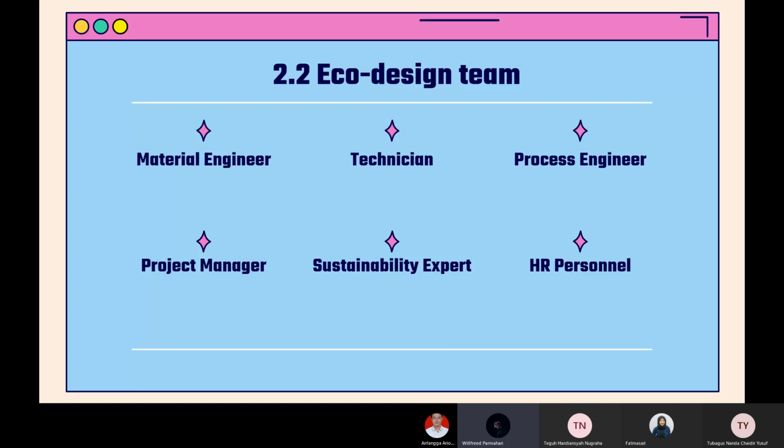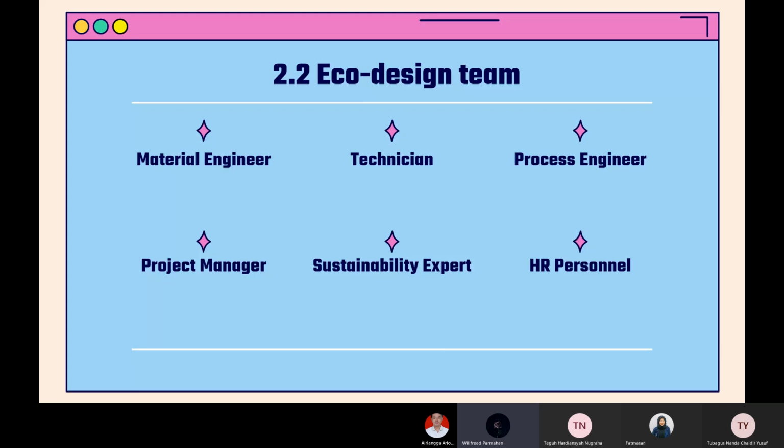First is the material engineer. Material engineers are responsible for designing, developing, choosing, and testing the materials. The second is the technician. The third is the process engineer. This process engineer will be responsible for developing and implementing process strategies and optimizing the process in order to reduce the cost. The fourth is the project manager. The project manager will lead the eco-design team in planning, executing, and controlling the process that has been made by the process engineer.